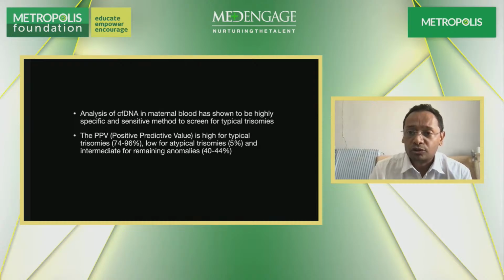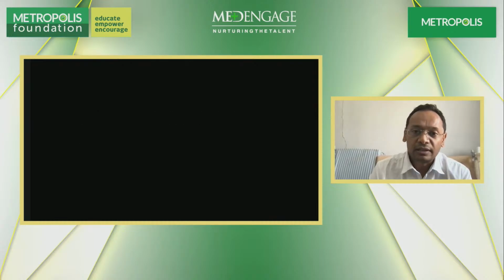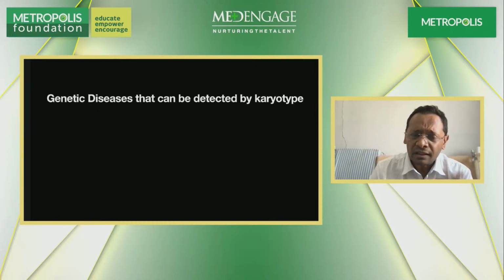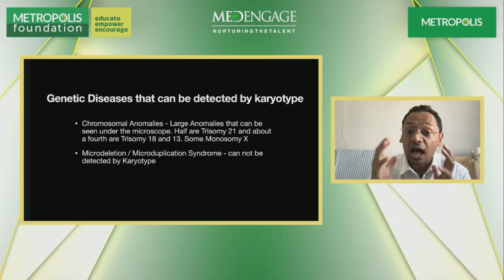Obviously, there are a lot more genetic tests that are available in today's day. So I would just like to give you a differentiation of the common ones that are used, the genetic diseases that can be detected by karyotyping. The large anomalies can be easily detected and seen under the microscope. Half of them will be 21 Downs. About a fourth would be Edwards and Patau, and some would be monosomy X. So always remember that in karyotype, you cannot detect any microdeletions and duplications.